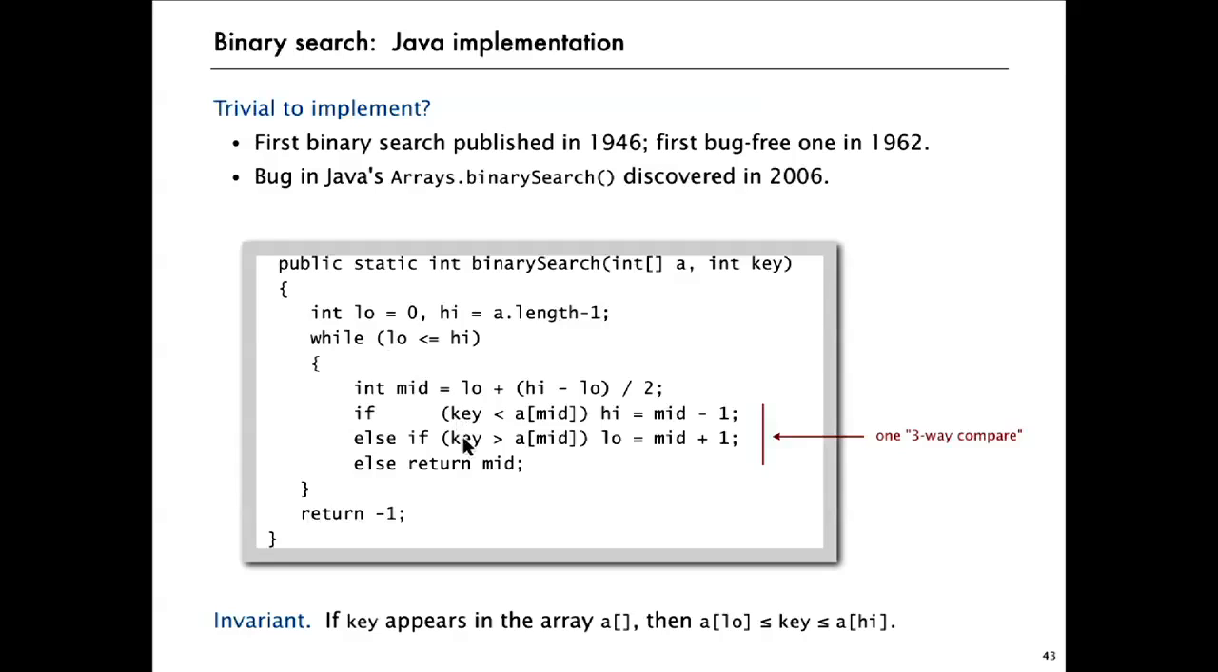It's either less or it's greater. Or if it's equal, we return that mid-index. If it's less, we reset the high pointer. If it's greater, we reset the low pointer, and we keep going until the pointers are equal. And if they're equal and we haven't found it, then we return -1. And it's easy to persuade ourselves that this program works as advertised by thinking about this invariant. If the key is in the array, then it's between low and high in the array.